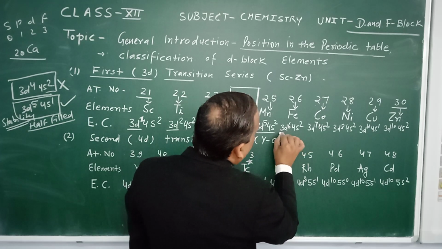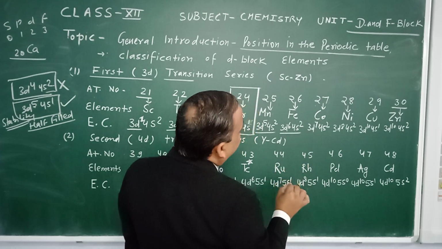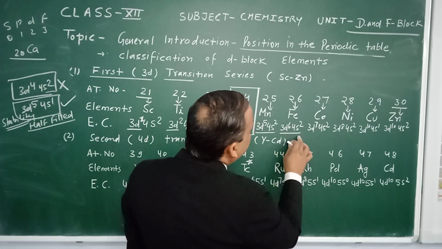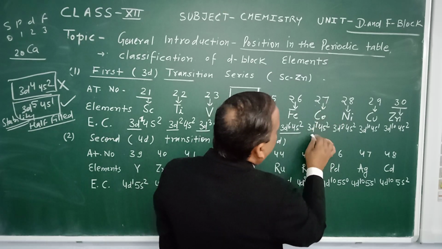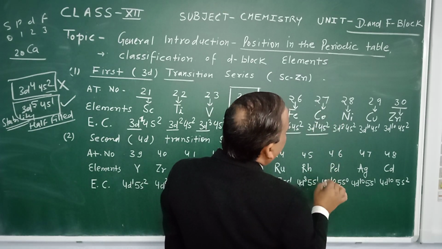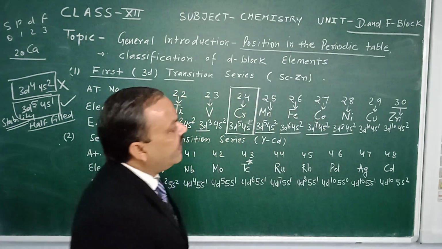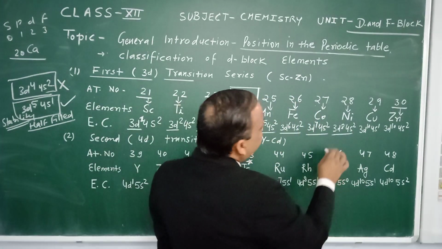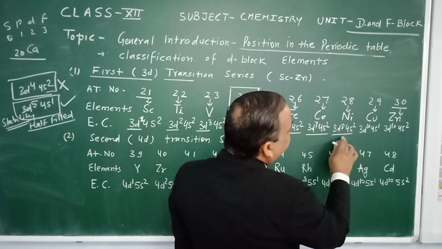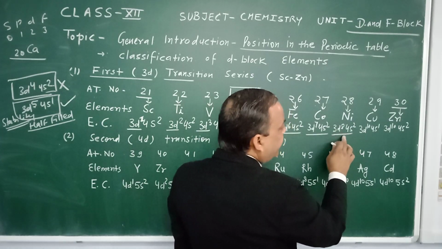Then in the case of atomic number 26, Fe, iron, 3d6 4s2. In the case of cobalt it is 3d7 4s2. In the case of nickel, atomic number 28, it is 3d8 4s2 is the electronic configuration.